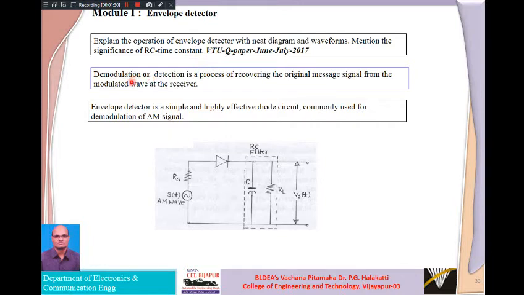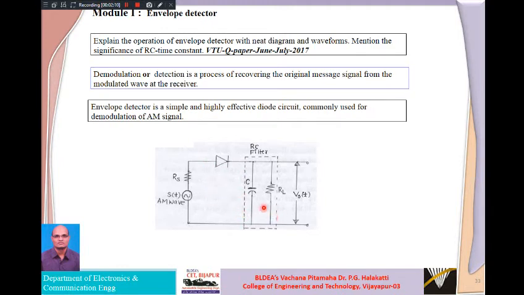The first point you have to tell is what you mean by demodulation or detection. Demodulation is a process of recovering the original message signal from the modulated wave at the receiver. The envelope detector is a simple and highly effective diode circuit, commonly used for the demodulation of AM signal. So how can you start? After quoting these two, you can continue explaining the circuit diagram first, then you will start writing about its operation.